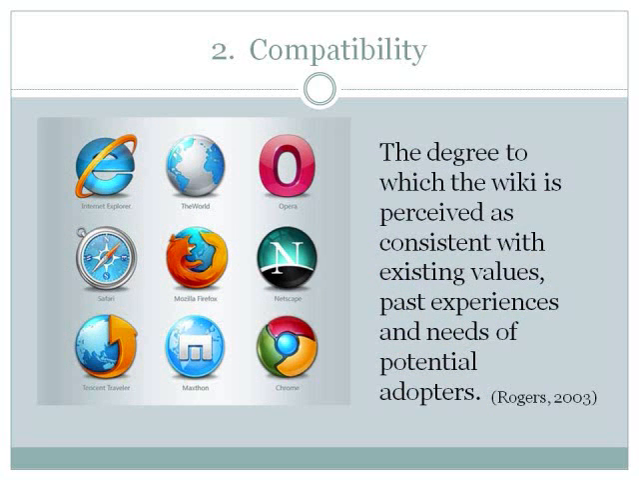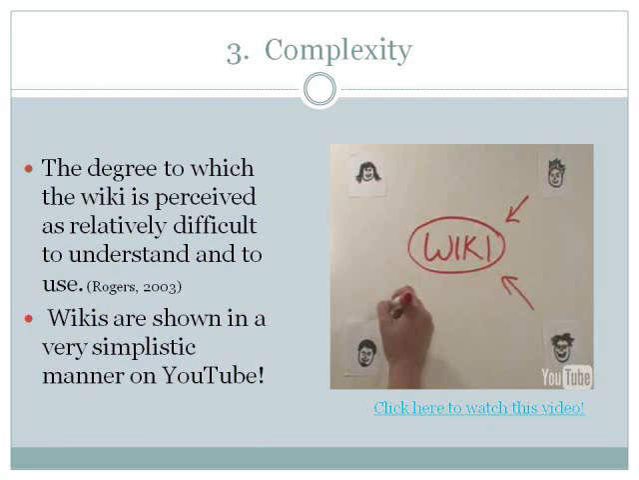The second perceived attribute of innovations is compatibility. This is the degree to which the wiki is perceived as consistent with existing values, past experiences, and needs of potential adopters.